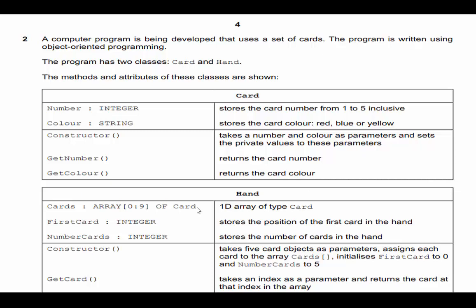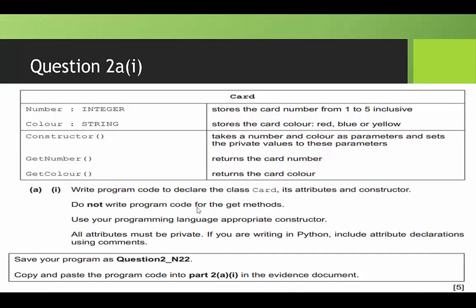So let's go ahead and start walking through this problem and get as many points as possible. And by as many points as possible, I mean every single point. All right, so question 2A. Write the program code to declare the class card, its attributes, and its constructor.